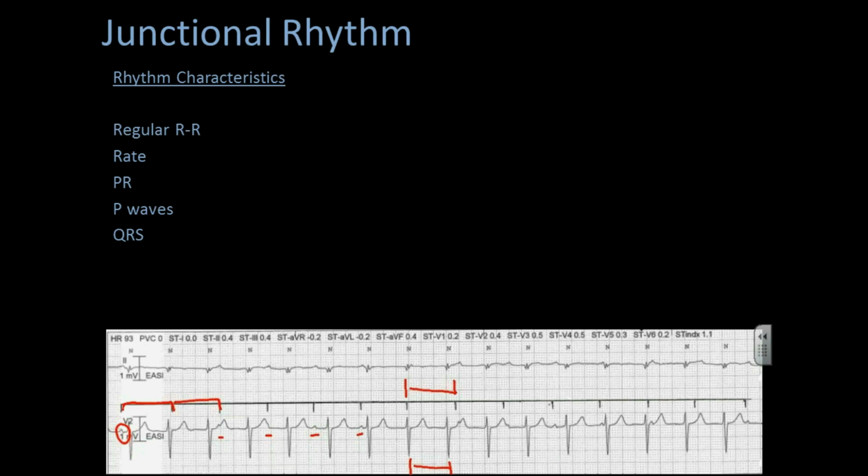And the RRs, they're somewhat regular, I suppose, but I'm just going to put NA because it doesn't really matter right now. The rate says 93 beats per minute. And the PR, oh, that's variable. The P waves, once again, upright, short, hidden, retrograde, all of the above. And the QRS, I'll say it's relatively narrow.